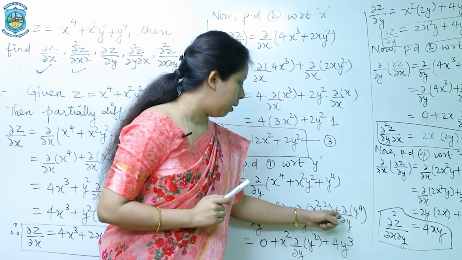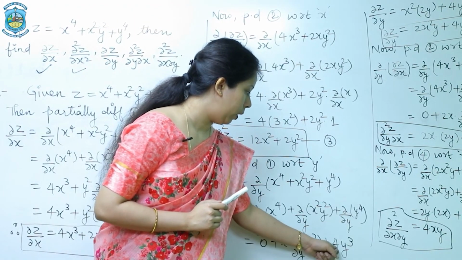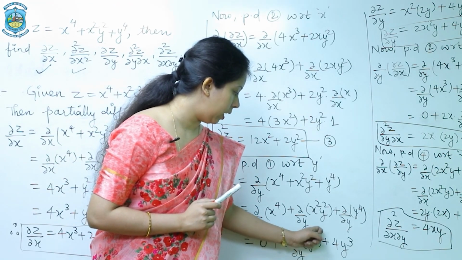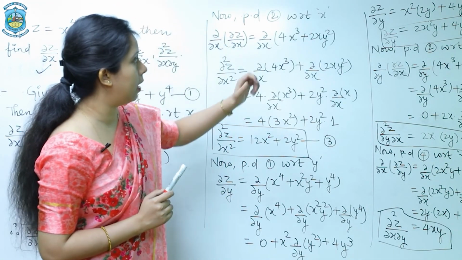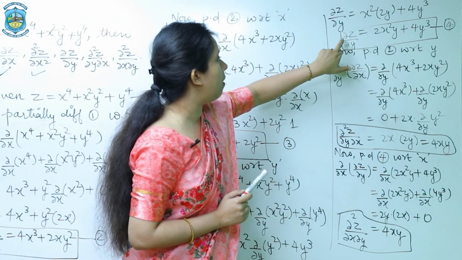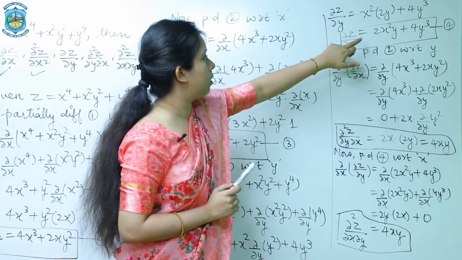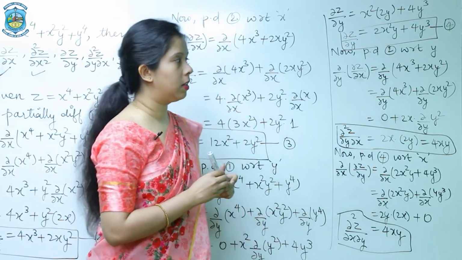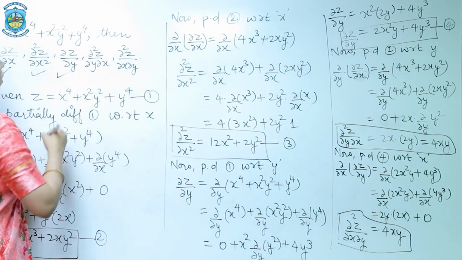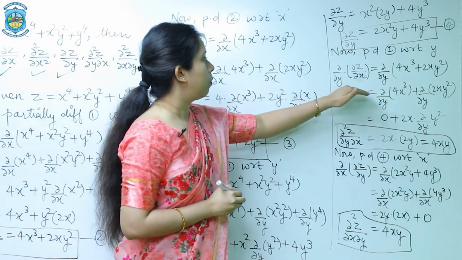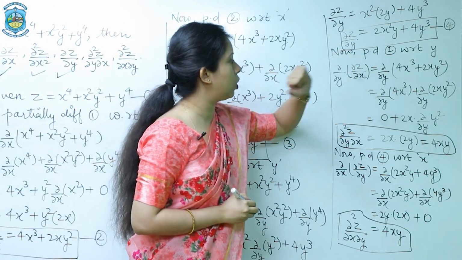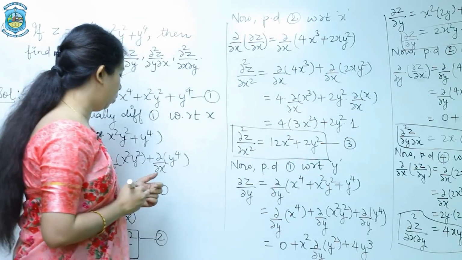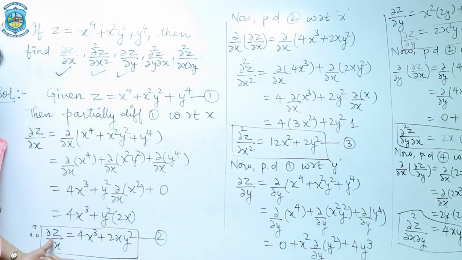Next, del upon del y of y raised to the power 4 will give you 4y cube. So on simplifying this, differentiating y square with respect to y, we will get 2y. So the final value of del z upon del y is 2x square into y plus 4y cube. So this is the third value. Now proceeding further, now differentiating equation number 2 with respect to y. So differentiating equation number 2, this is your equation number 2.